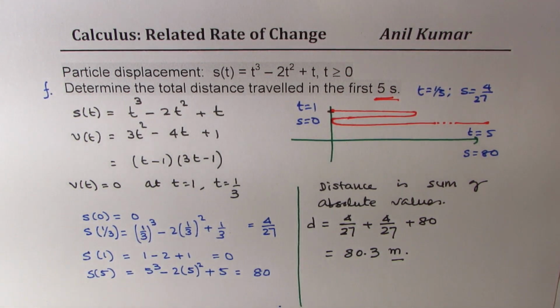Is that clear? I hope you have learned the technical terms related to when is a particle stationary, when will it go through the origin, when is it going away from or coming towards the origin, and also the concept of speeding and slowing down, along with calculating the distance, not displacement. Perfect. So with this we end our video, and I hope all these concepts are absolutely clear.